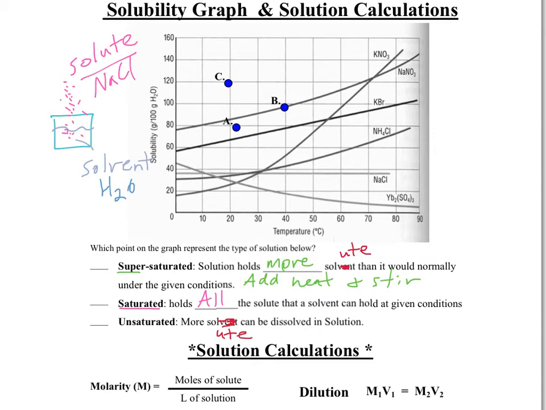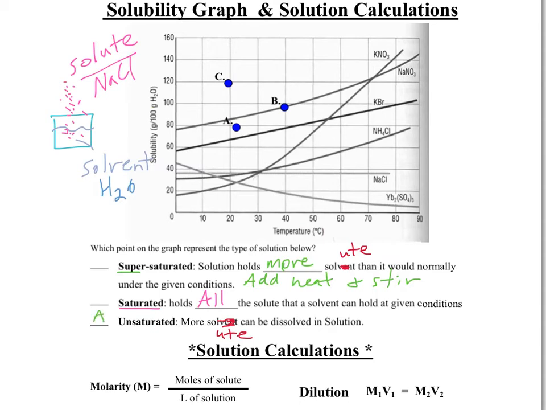So knowing these three terms now, let's identify where they would be placed on this solubility graph. So if I have temperature and solubility, and I'm looking at NaNO3 and I'm trying to decide at what point is my solution either unsaturated, saturated, or supersaturated. Well, for unsaturated, I can add more solute, which means my solubility can still increase, which would be A. Notice when I'm below the line of solubility, I can still dissolve more solute before I've reached this line of solubility. So for my unsaturated solution, that is A.